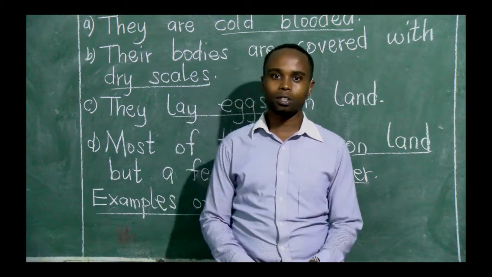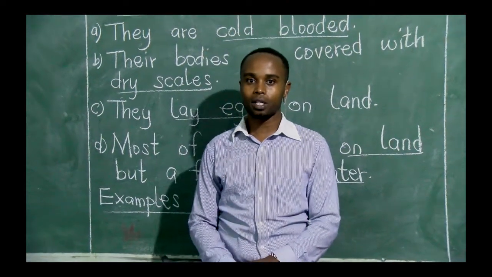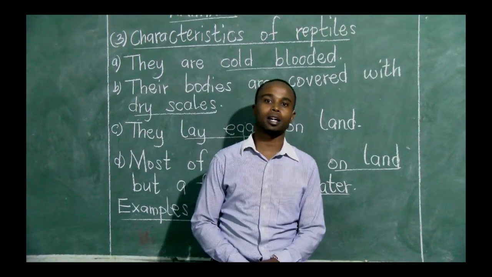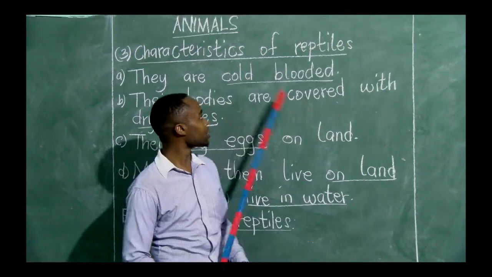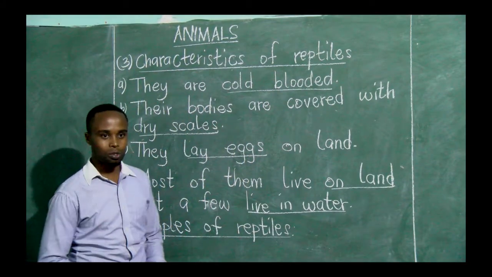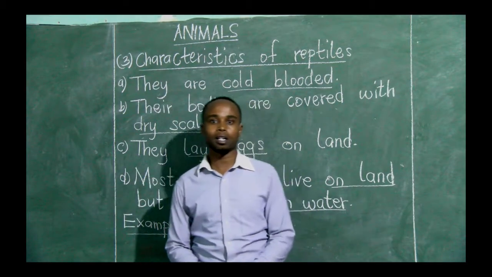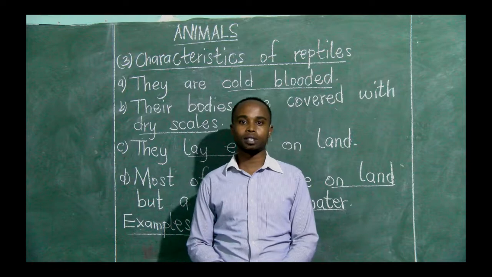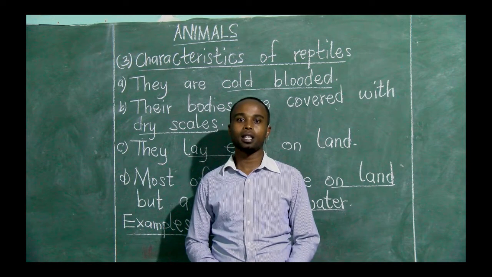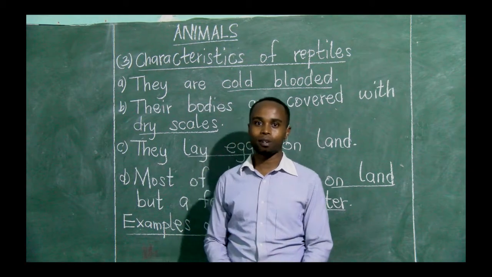So we have talked about birds, we have talked about mammals, and today I want us to go to number 3. We look at the characteristics of reptiles. As you can see on the board, I have written for you what you're supposed to talk about: characteristics of reptiles. And remember, as usual, after giving out these characteristics, you're supposed to be in a position to give me examples of these reptiles. So let's start from the first one.